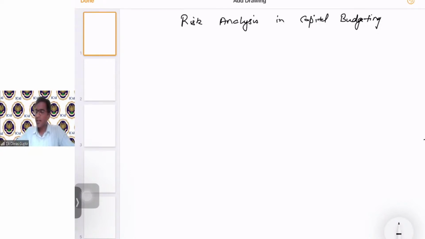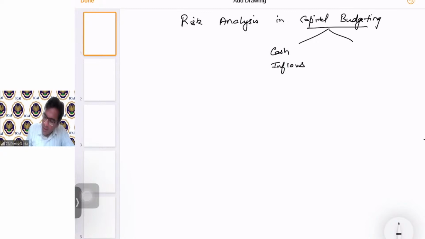So let us start with today's topic on risk analysis and capital budgeting. Students, on capital budgeting, you would have already studied the very basics. And till now, you would be aware that capital budgeting involves study of cash inflows and cash outflows. Correct?